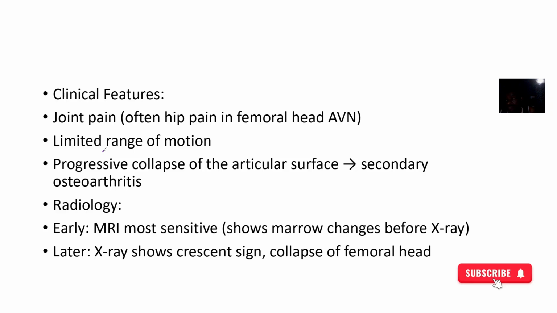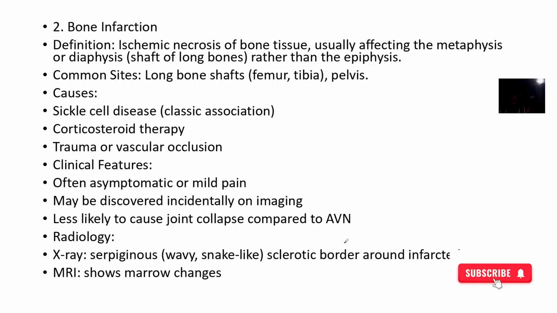If you do imaging, MRI will show bone marrow changes. Later the x-rays will show crescent signs and collapse of the femoral head. Okay, so how about bone infarction?